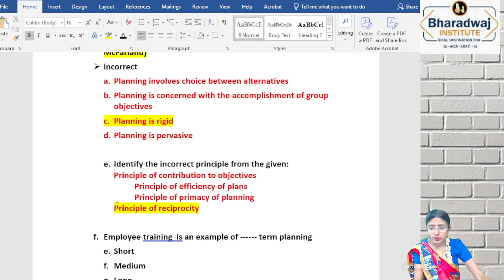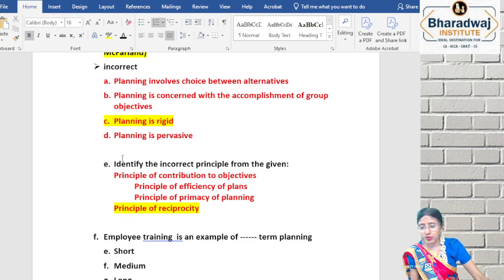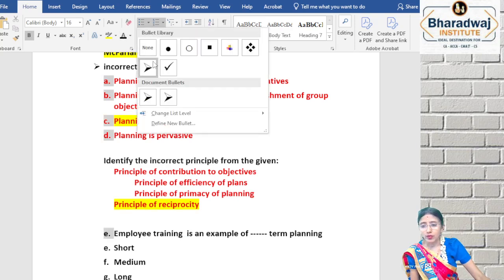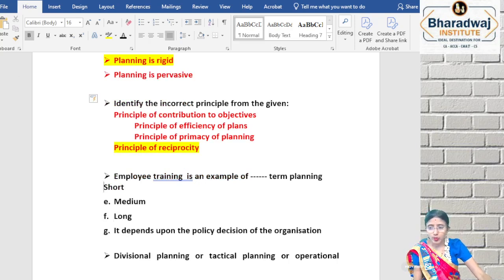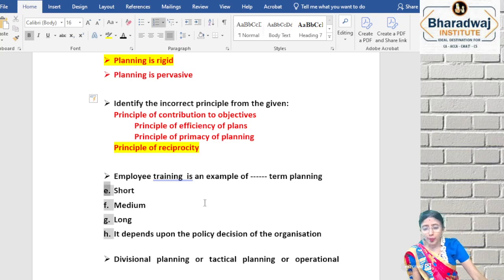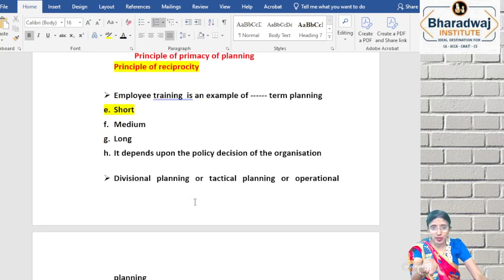See this. Next question also. Same. I will make it into this now. Okay. See. No problem. Then, employee training is an example of short-term planning. Employee training. Okay. I think you told the last one, no?